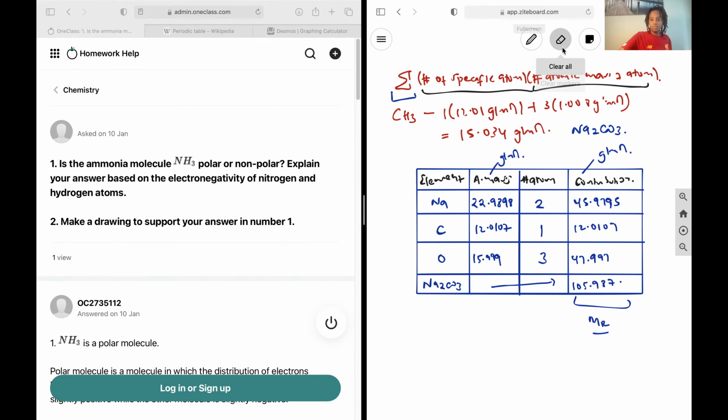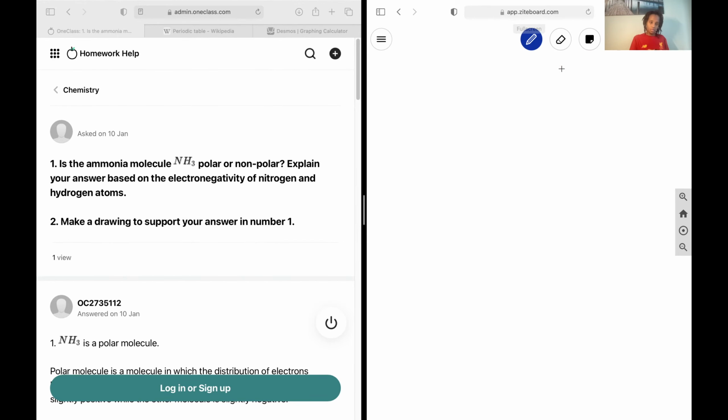Okay, next up, you're given the ammonia molecule and we'd like to determine whether it's polar or nonpolar and explain our answer based on the electronegativity of nitrogen and hydrogen atoms. Before we begin with the electronic or molecular geometry, we need to first figure out the Lewis structure.